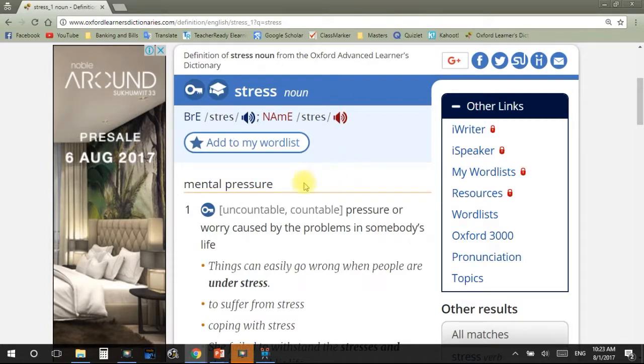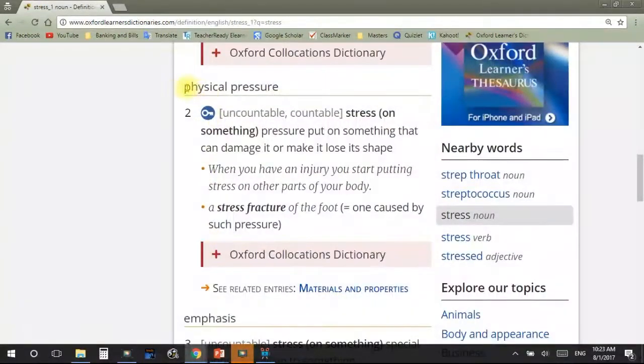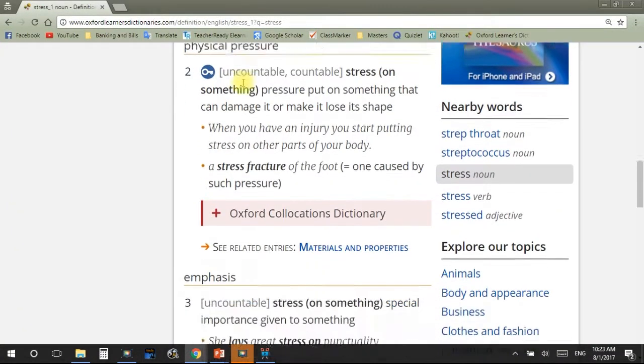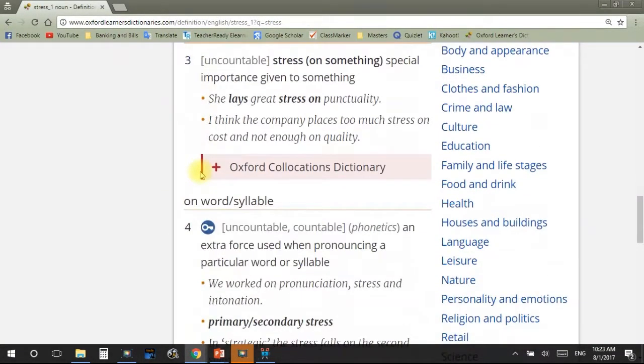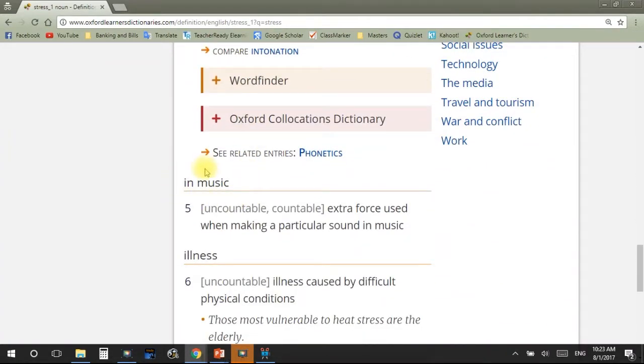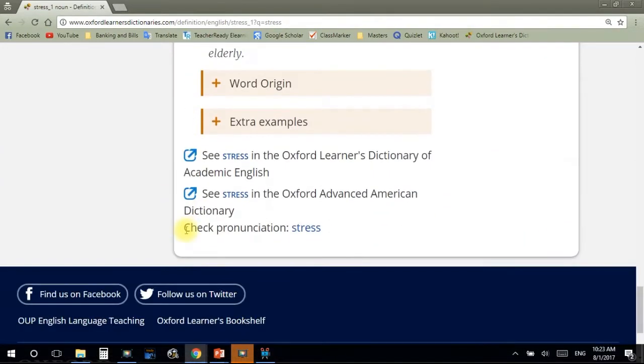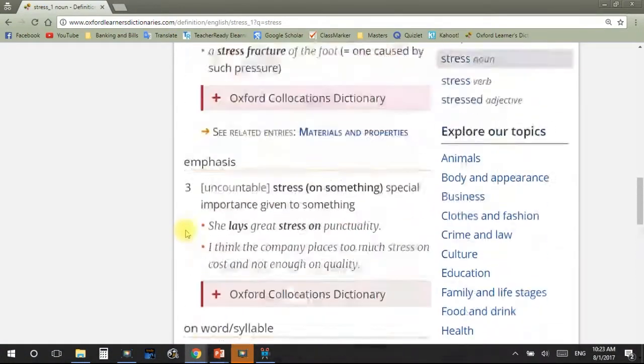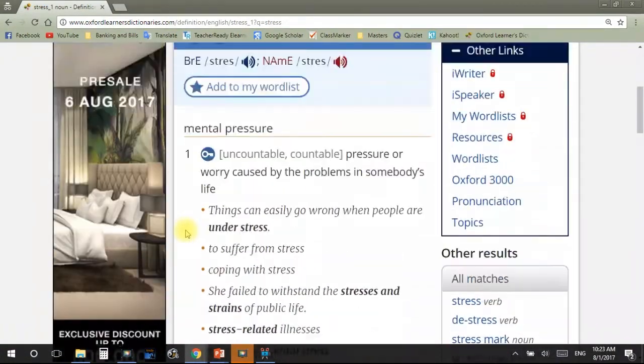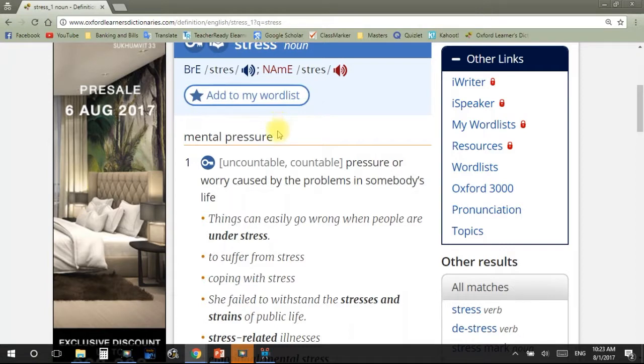After this, we can see that stress has some different definitions. We see one, which is mental pressure, or pressure or worry caused by the problems in somebody's life. We see that there are other types of stress, like physical pressure, emphasis, stress on a word or a syllable, stress in music, illness, etc. So stress can mean many things, but for our purposes, we're talking about mental pressure.